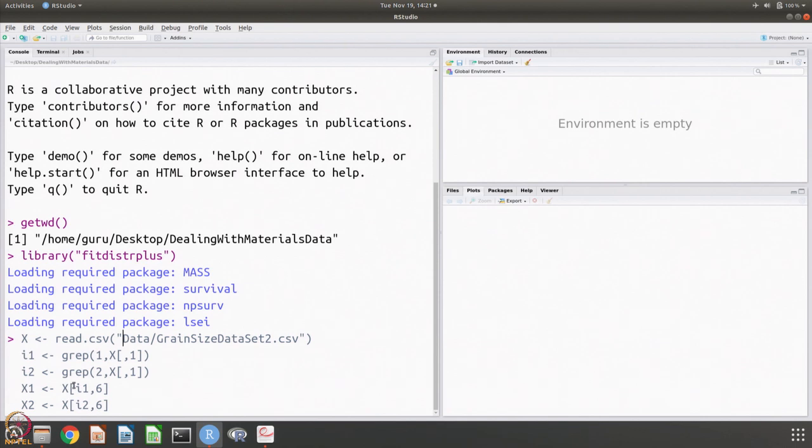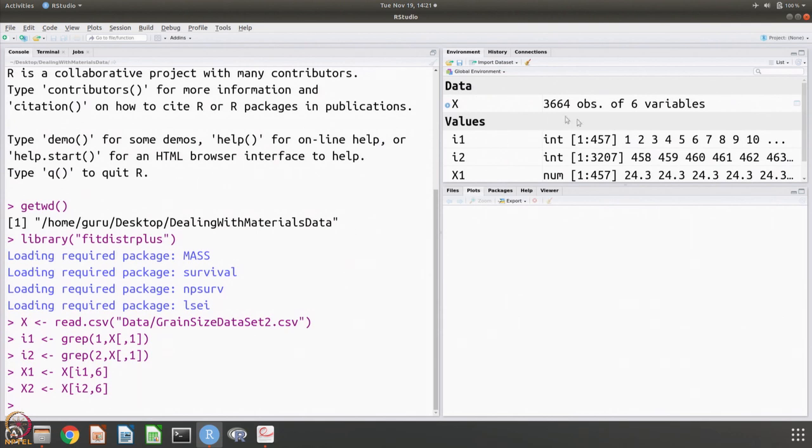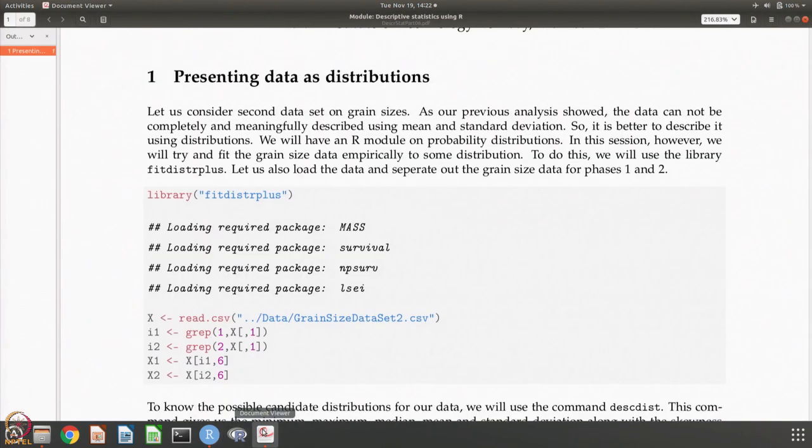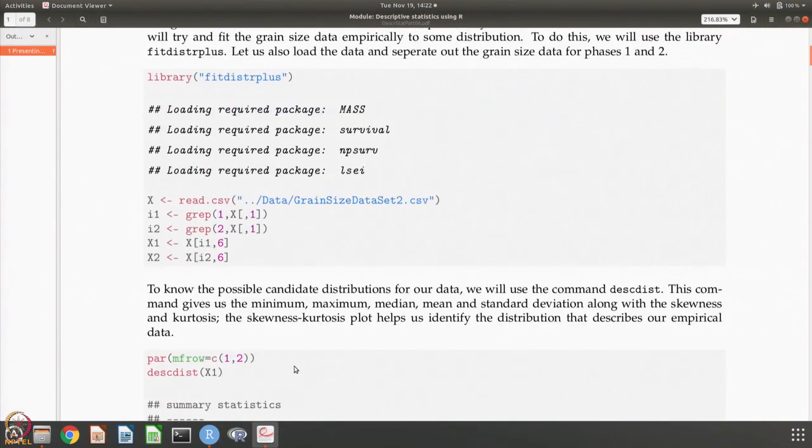If you pull out from X all the I1 ones, that is for phase 1, let us call it X1, and for I2 it is all for phase 2, let us call it X2. We have already seen this data. There are 3664 observations and there are 6 variables there, of which about 457 are for phase 1 and the remaining 3200 are for phase 2. So, we have done this.